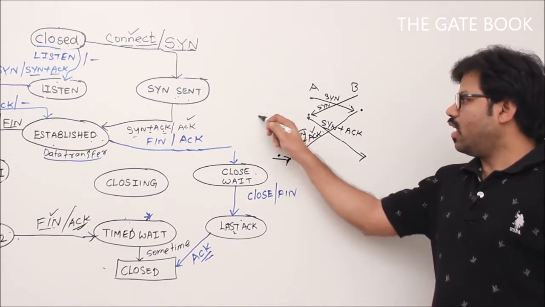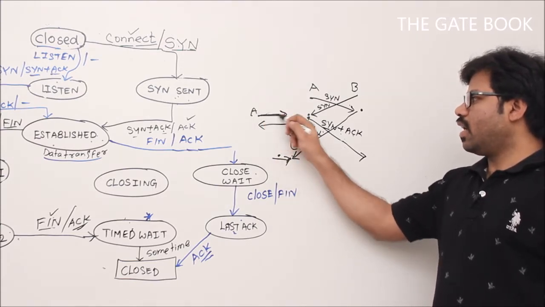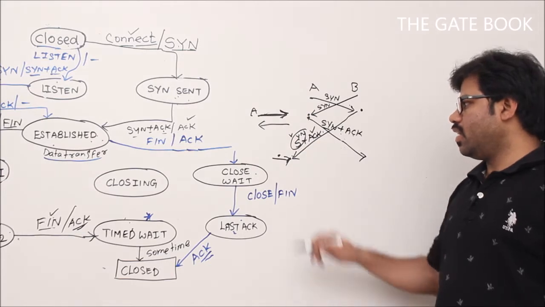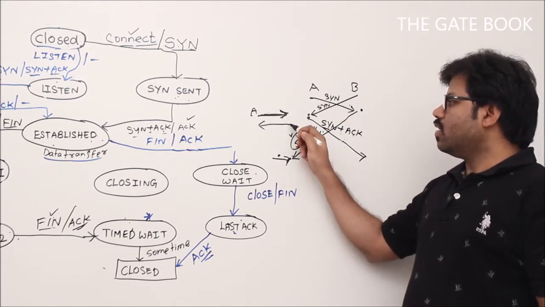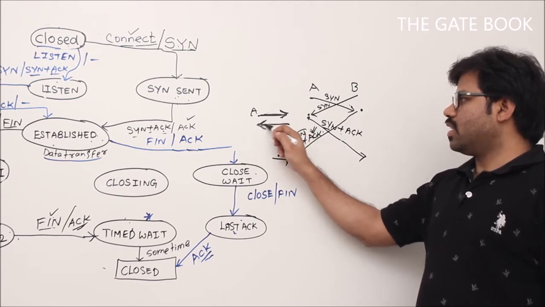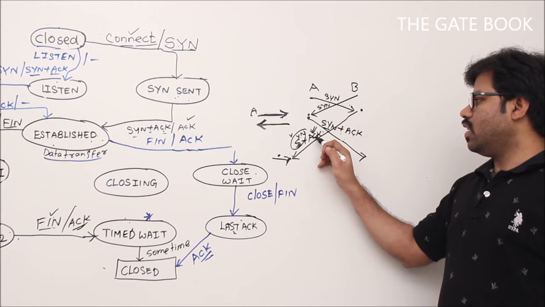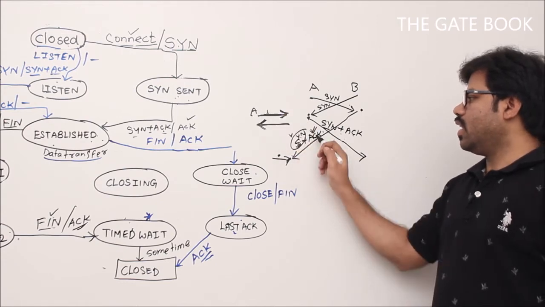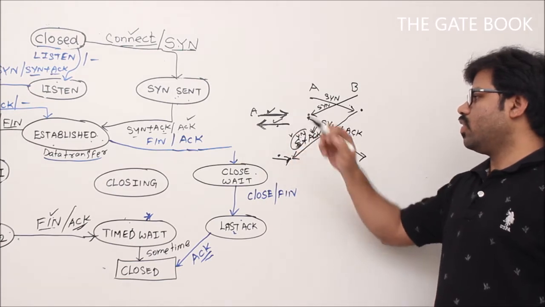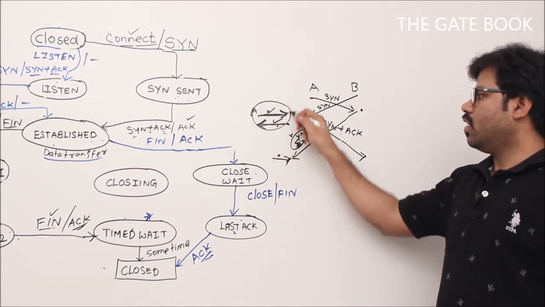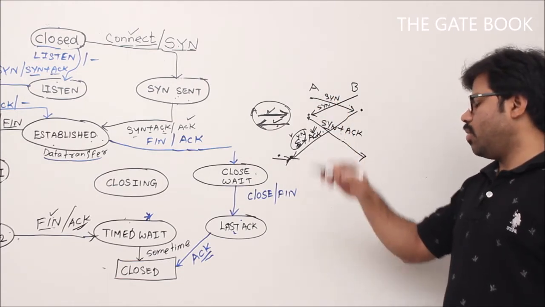There are two ways to see this. How will A know that this connection is established already? Because it got an acknowledgement. And how does A know that this connection has been established? Because it just now sent a SYN. By seeing these two, we can say that this ACK is for this one, and this connection request has just arrived. So finally the sender, this end, is going to the established state.